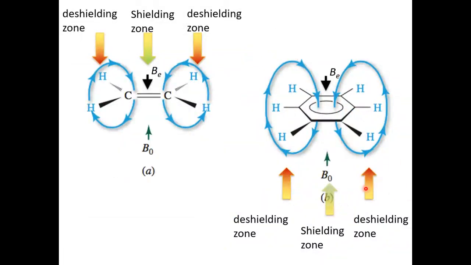So this is the schematic drawing. The circulation of pi electrons generates a field at the center of circulation that is against the external field. But the magnetic field always forms a loop. So the center is against, but at those protons it forms a loop. At those positions of the vinyl protons and aromatic protons, the field generated by circulation of electrons actually enhances the external field, the deshielding zone.